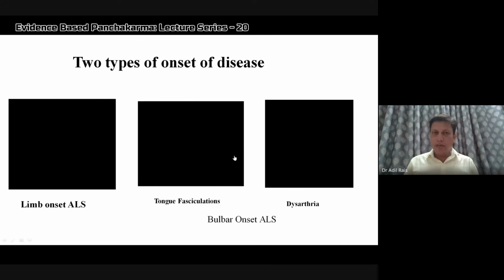Next, there are two types of onset of motor neuron disease which we need to know. First, the more common type is the limb onset. In limb onset, the distal muscles of the hand and feet are affected first, and atrophy is present. Finer movements like writing, opening and closing buttons, brushing our teeth, and shaving are lost or affected.